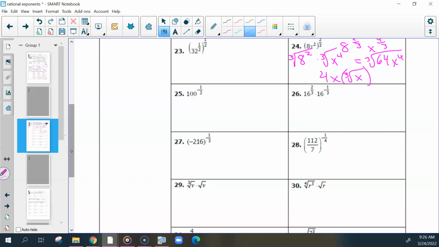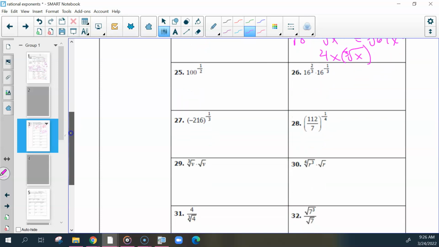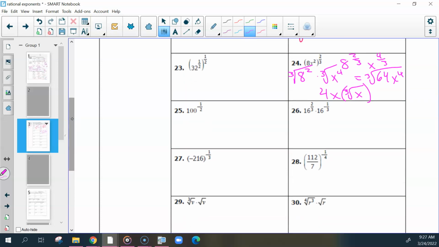Where did the 4 come from? The 4 came from this 64. 3 goes into 4 once. This is that x got brought out.